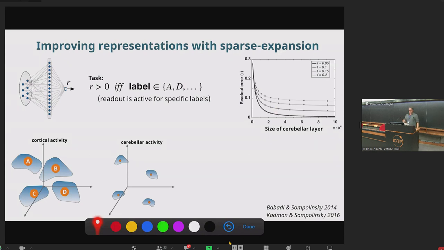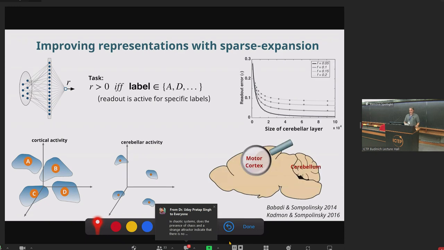The intuition is that if we look at the cortical layer and we have those different blobs, and each one of them is a task representation or dynamical-type representation, in the cerebellum it's going to look something like that. So it's much easier to read out from. The intuition is basically that the cerebellum looks with a magnifying glass into the motor cortex and helps us learn more effectively.